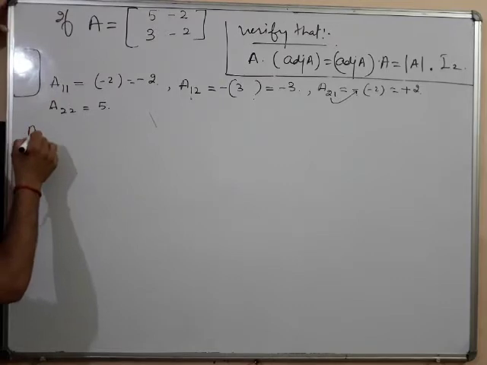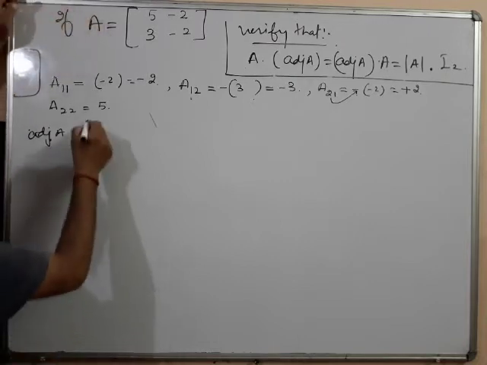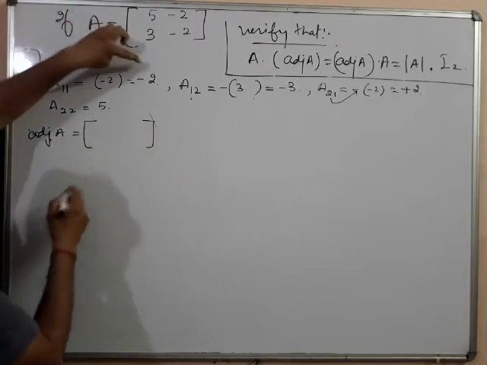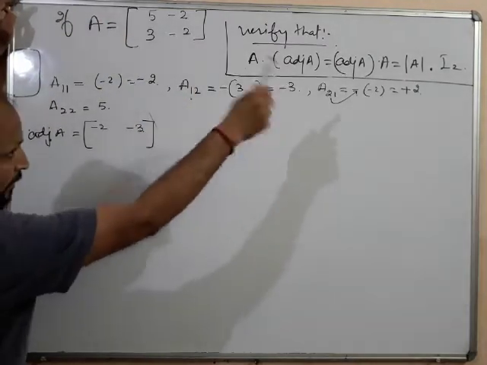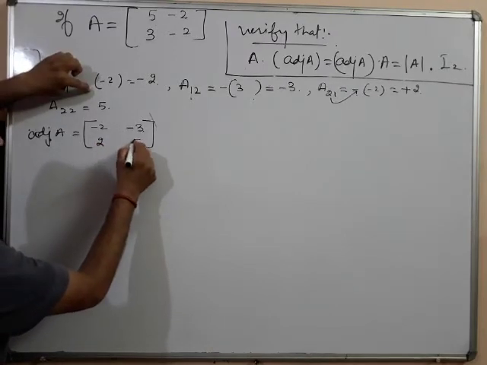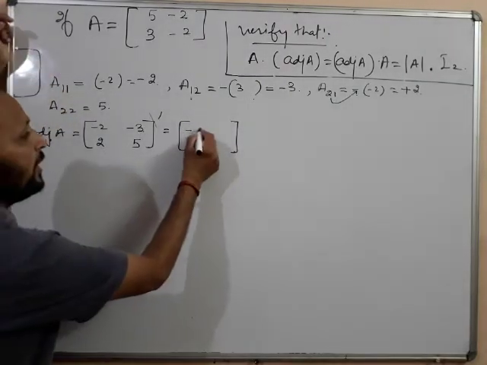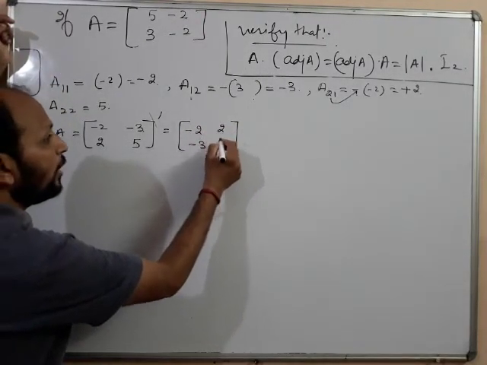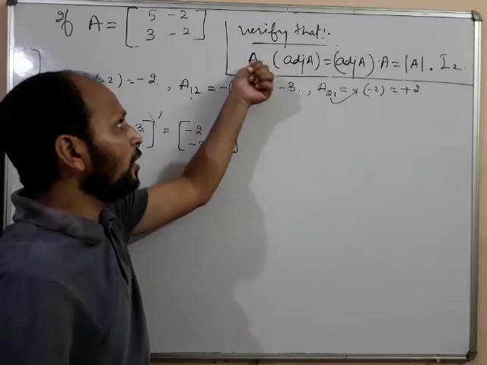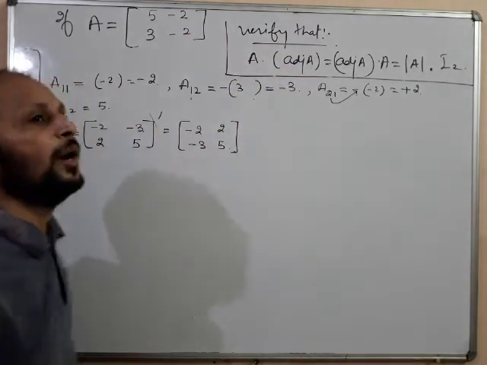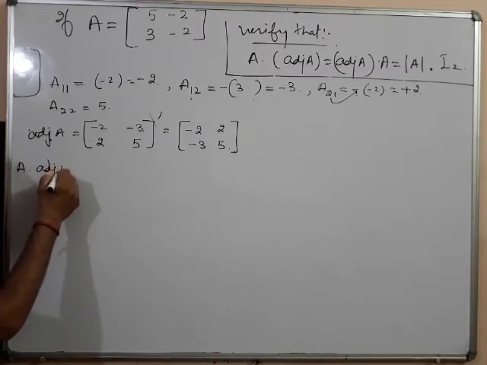Now the adjoint of A is equal to, putting all the cofactors here, minus 2, minus 3, 2 and 5, and its transpose will be equal to minus 2, minus 3, 2 and 5. Now step number 1, the product of A with its adjoint. So A into the adjoint of A.